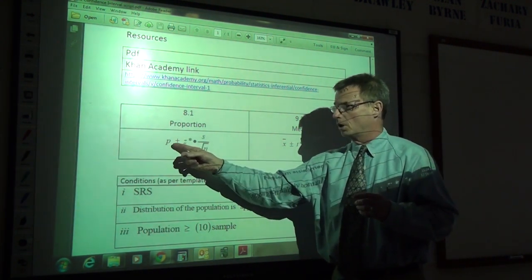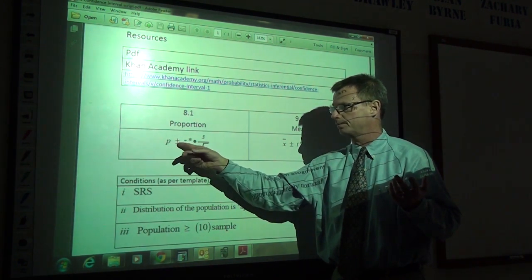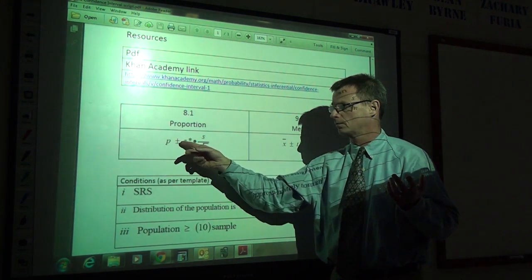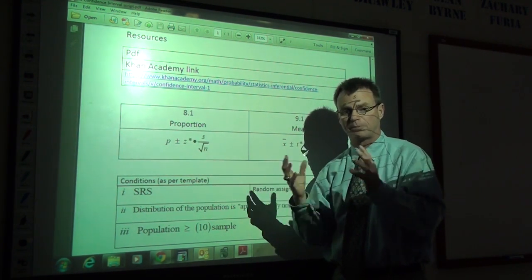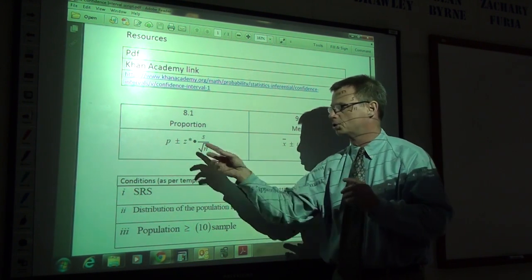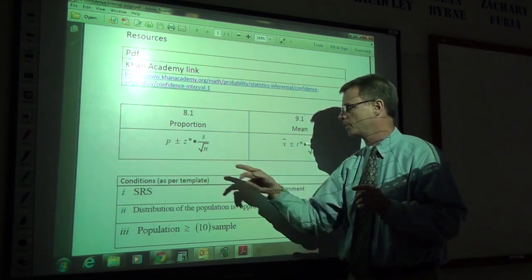In 8.1, what did we do? Well, we had p, the actual proportion, add or subtract our z*, which means we don't know what the z-score is. It depends on what confidence interval we pick. So our z value times the value of the standard deviation.